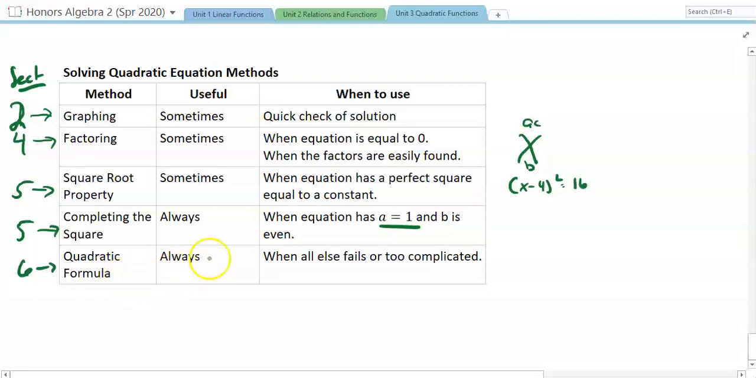And finally, the quadratic formula is always useful because it will always work when all else fails or the numbers are too complicated for another method. Again, be paying attention to that.